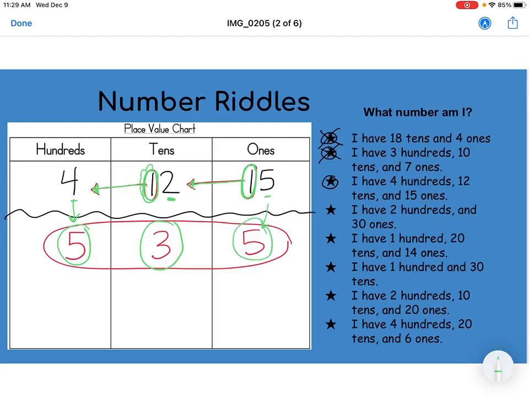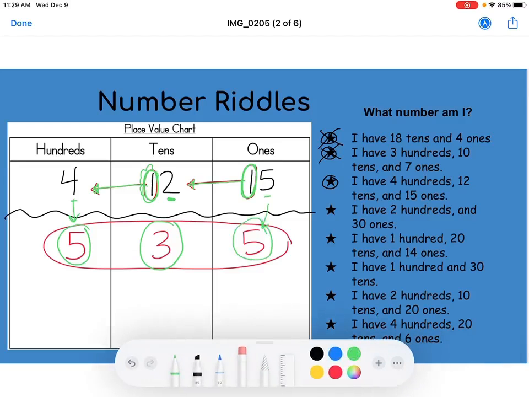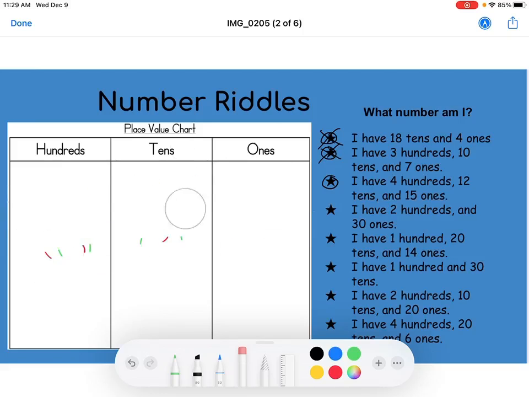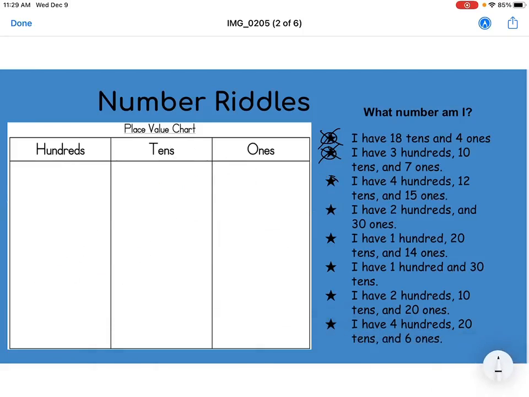So our answer is 535. All right, go ahead and start making a new place value chart for our next riddle. All right, so we finished that one. And now we are on this one. Okay, here we go. I have 2 hundreds. Go ahead and write that in. And 30 ones. And go ahead and write that in.